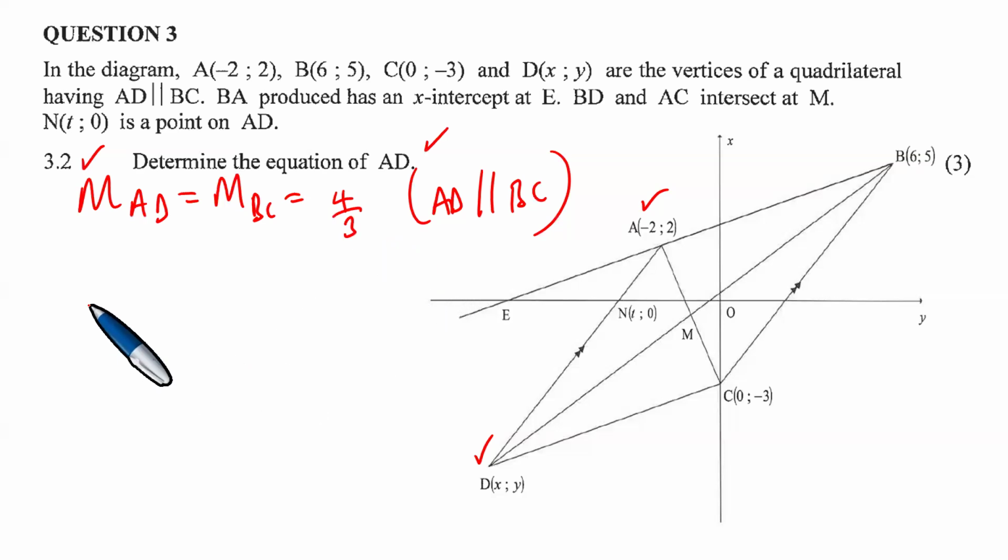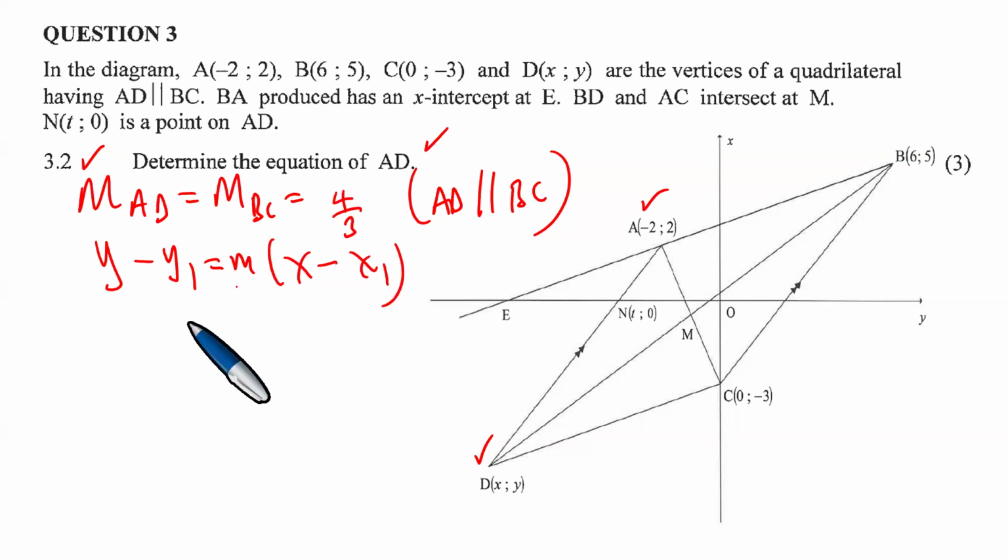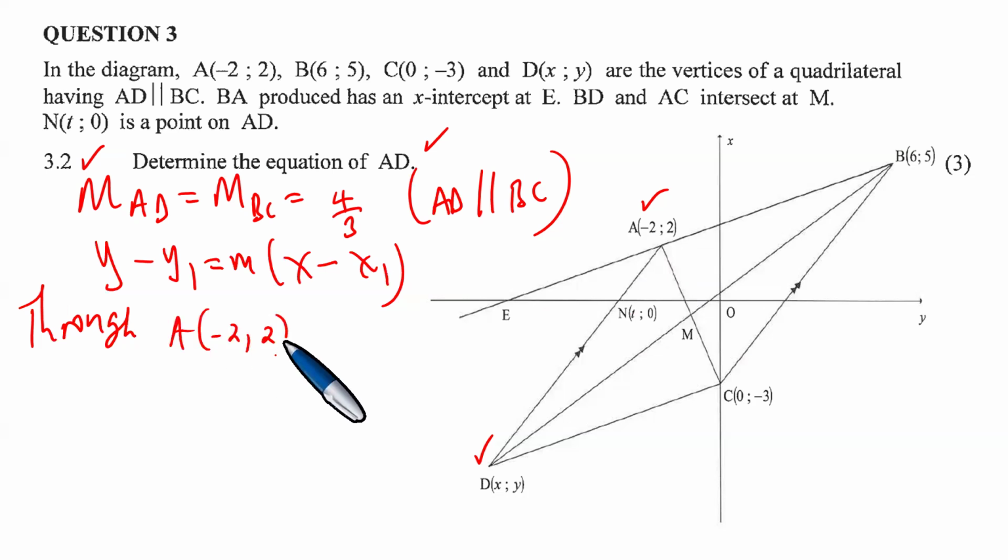And therefore, we proceed to realize that the formula we shall use is y minus y1 equals m into x minus x1. This is called the slope point form. Now, at this point, we realize that this particular equation of the line passes through a point. Now, if you look at AD, it passes through the point A with the coordinates -2 and 2.